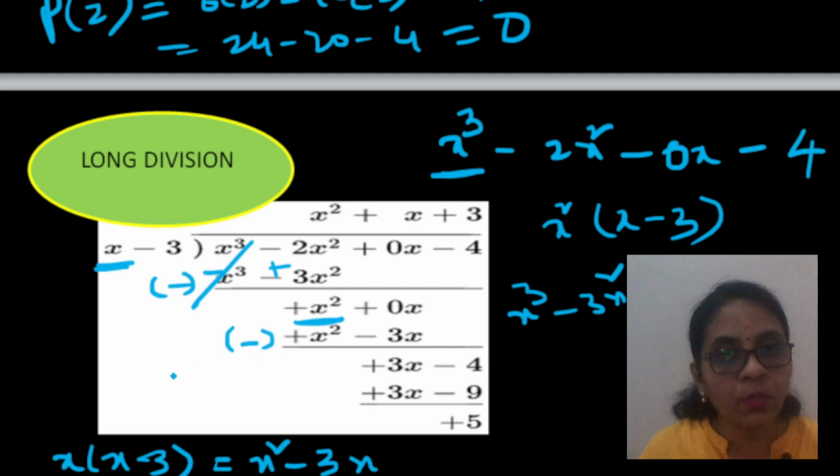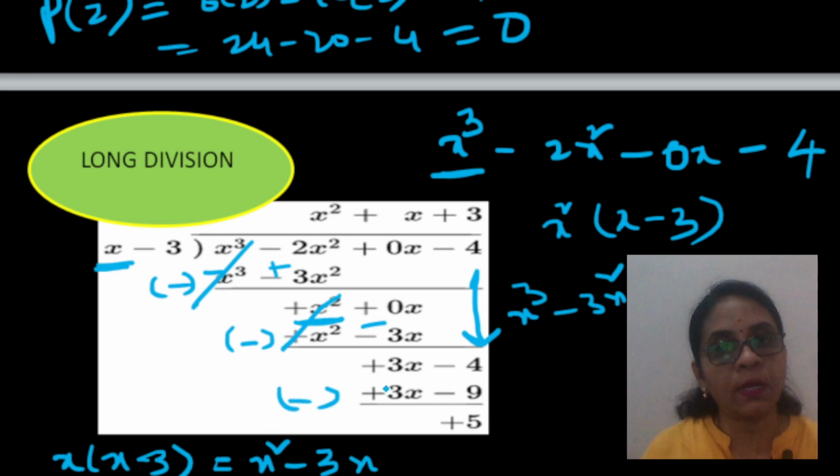Again here you have to subtract. So plus x square and minus x square gets cancelled. This minus 3 becomes plus 3. So 0 plus 3x is plus 3x and bring down the last term which is minus 4. Now again divide this 3x by x. 3x by x is what? It is 3. So 3 into x minus 3. 3 into x minus 3 is 3x minus 9.